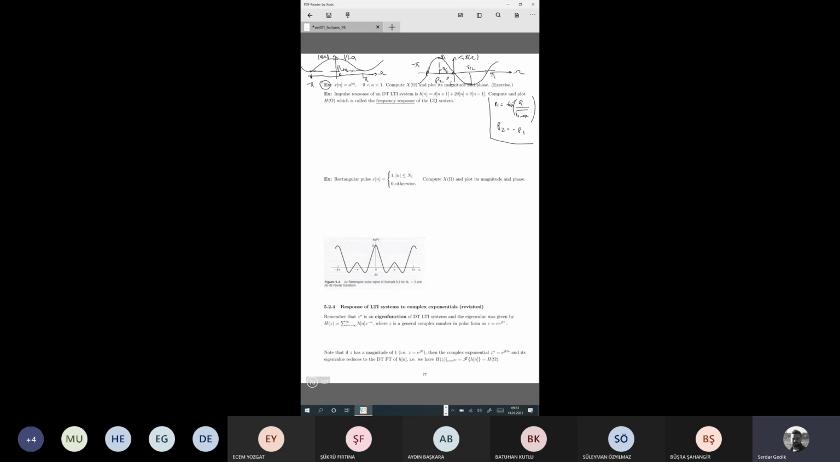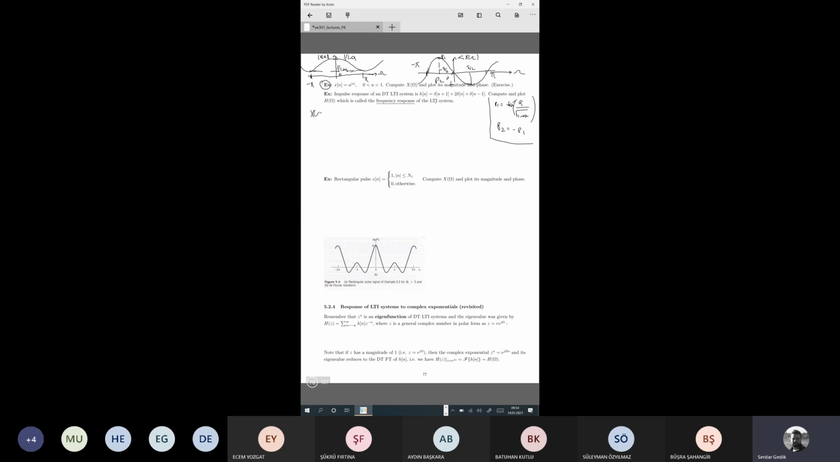I will solve the next one. I have the impulse response of a discrete-time LTI system, which is given as h[n] = δ[n+1] + 2δ[n] + δ[n-1]. Compute and plot H(ω), which is called the frequency response of the LTI system. The frequency response is nothing but the Fourier transform of your impulse response.